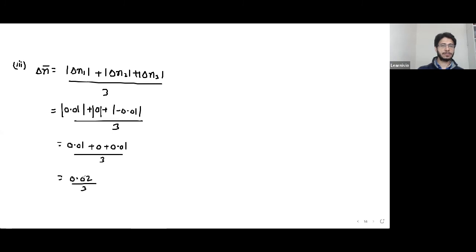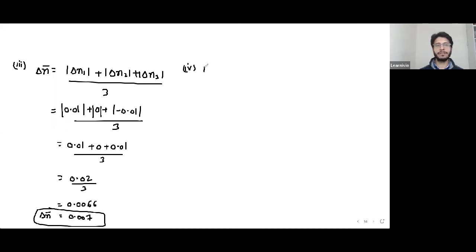So if I take this division, it's 0.02 divided by 3. It's 0.0066. So if I round it off, you can leave it here or you can round it off up to 3 decimal places. This comes out to be 0.007. That's delta n bar. So once you have delta n bar, this is mean absolute error.